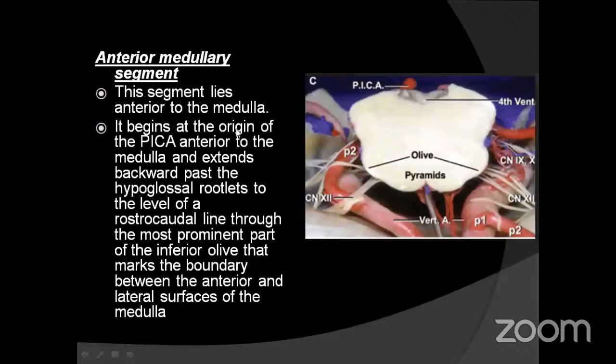So let's move on to each segment one by one, starting from the anterior medullary segment, that is the P1 segment of PICA. This segment lies anterior to medulla. As the name suggests, anterior medullary will be anterior to the medulla. It begins at the origin of the PICA anterior to the medulla and extends backward past the hypoglossal nerve roots to the level of a rostrocaudal line, the most prominent part of the inferior olive that makes the boundary between the anterior and lateral surface of the medulla.